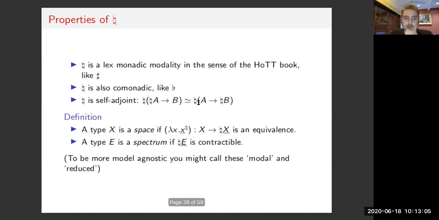Okay. So now basically we're off to the races and we can start trying to build stuff. So we can say that a type is a space if the unit map is an equivalence. For any x, we can mark it and then apply the intro. We get a map like this. So we're saying a type is a space if it's equivalent to its underlying space. And a type is a spectrum if its underlying space is contractible.